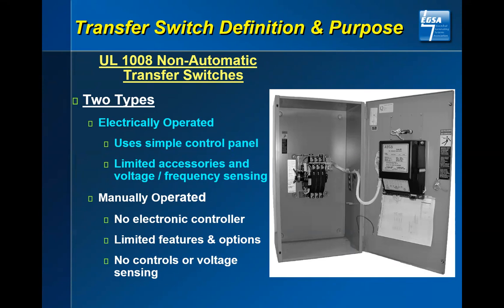Within the box on the left side, these are contactor style: ASCO, Russell, Zenith, Eaton, I didn't mention those, Cummins. Many manufacturers use a contactor. There are some manufacturers, Eaton being one of those, Eaton Cutler Hammer, that still offers a circuit breaker type.